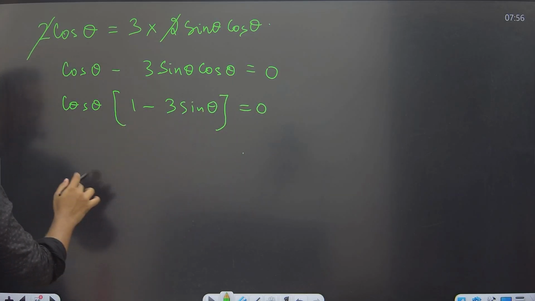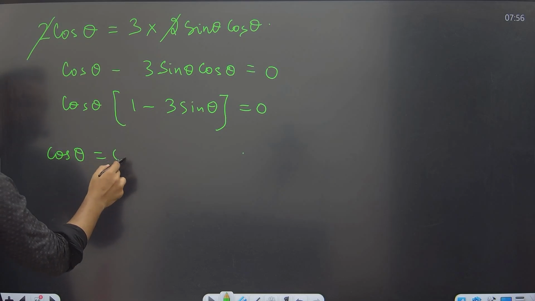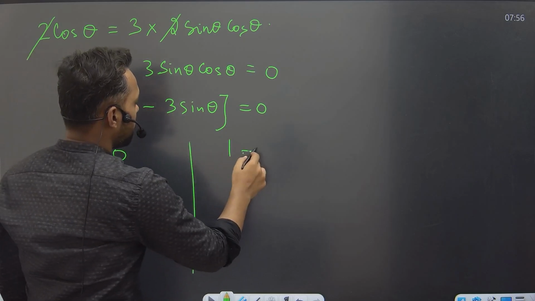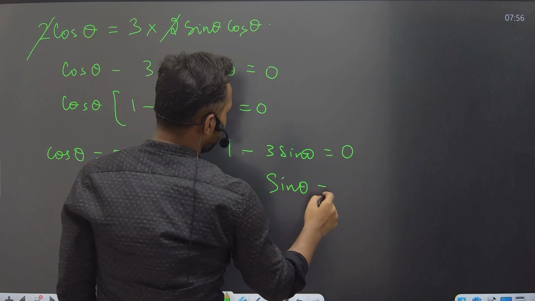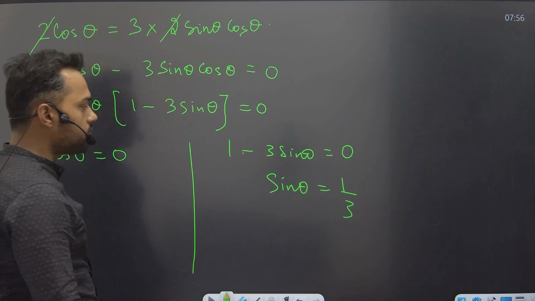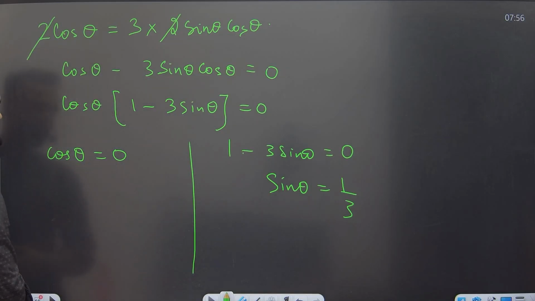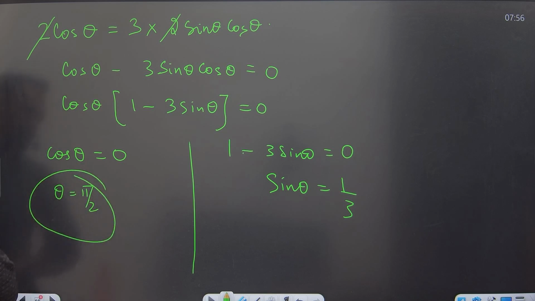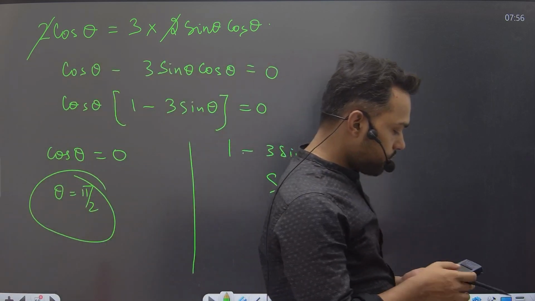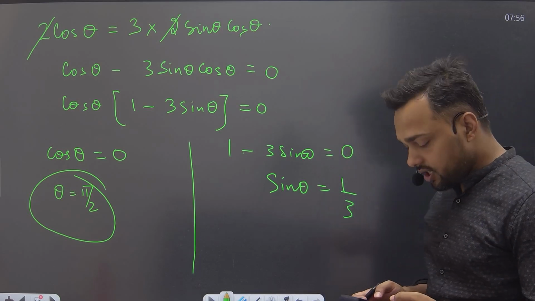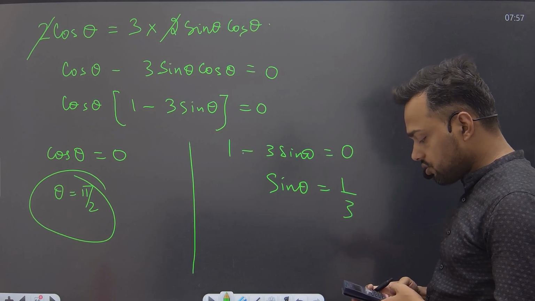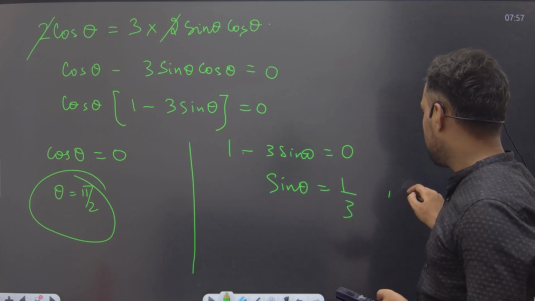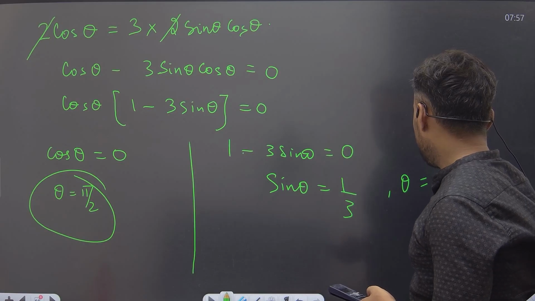From here two cases are possible. One is cos theta equals 0, and second is 1 minus 3 sine theta equals 0. From here sine theta equals 1 by 3, and from here cos theta equals 0 only when theta equals pi by 2. For sine theta equals 1 by 3, we need to find the sine inverse of 1 by 3. That will be equal to 19.47. From here theta will be equal to 19.47.